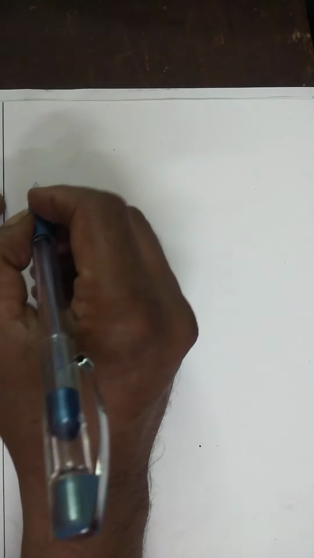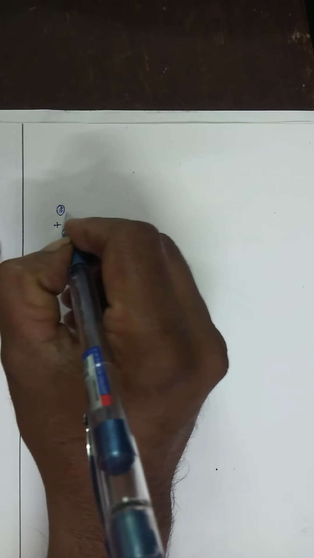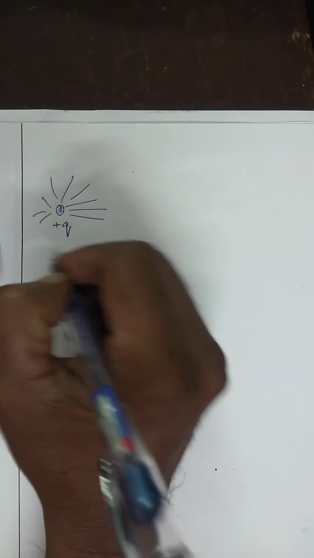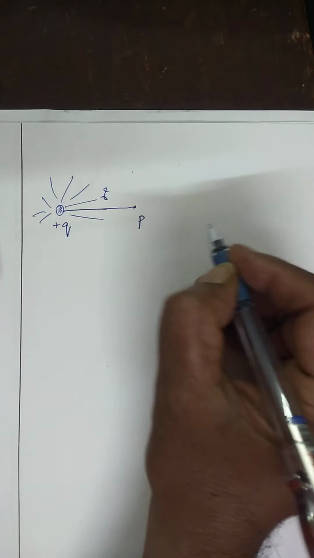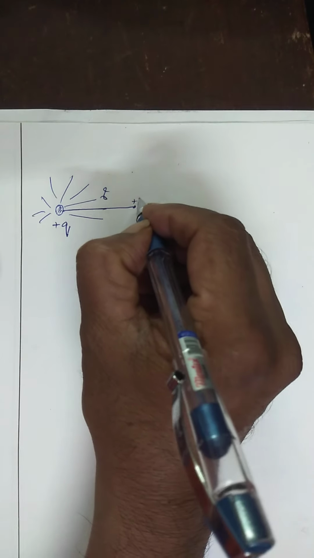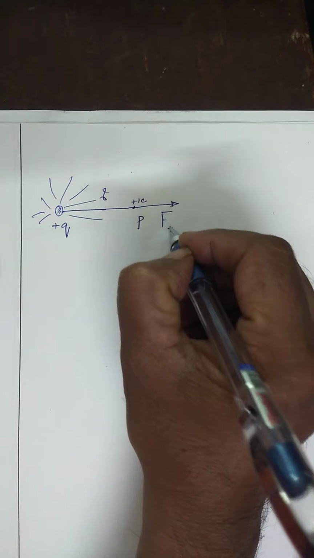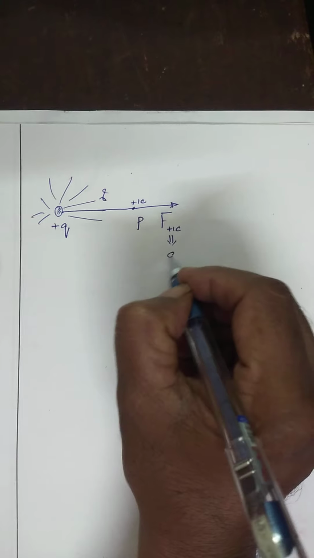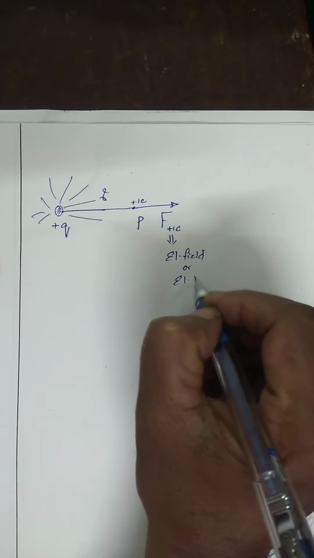Suppose you have a charge Q. The charge gives an electric field in all directions, correct? Now P is some point at a distance of R. If you keep a unit charge, 1 coulomb, there, it experiences a force. This force acting on a unit charge is nothing but the electric field or electric intensity.